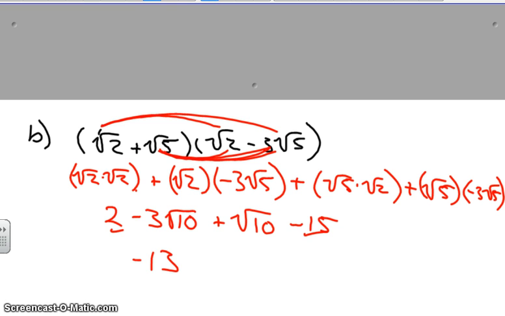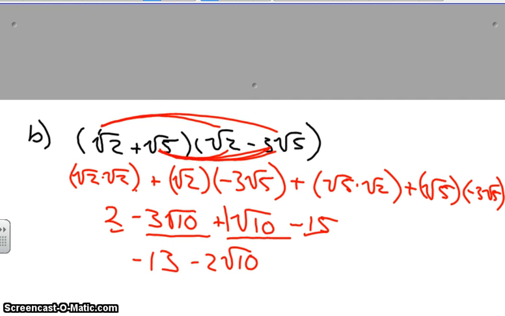-13. And then we have -3 square roots of 10. And how many square roots of 10 here? 1, right. So, how many in all? If I have -3 and 1 square root of 10, I have -2 square roots of 10. Good.